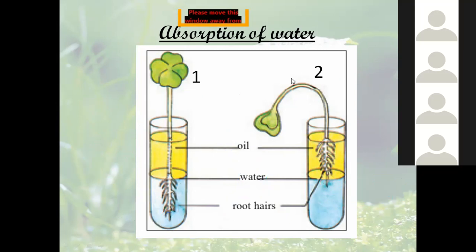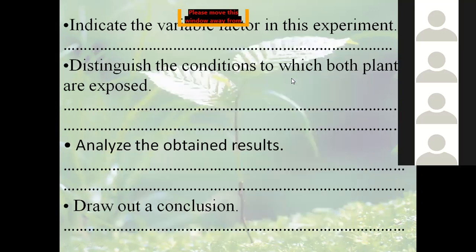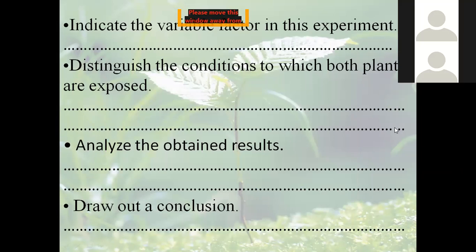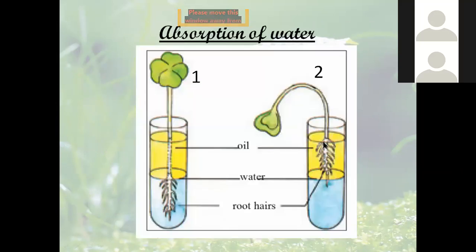Thank you. So let's move now to this experiment. They said: indicate the variable factor in this experiment. From now on, you have to know that the variable factor is the difference between the two tubes. So the difference is the position of the root hairs, whether they are in water or in oil.